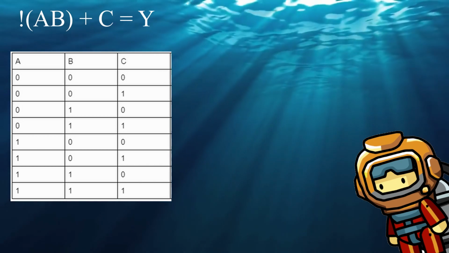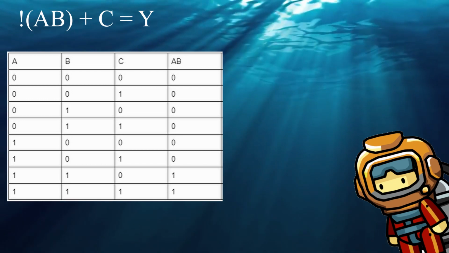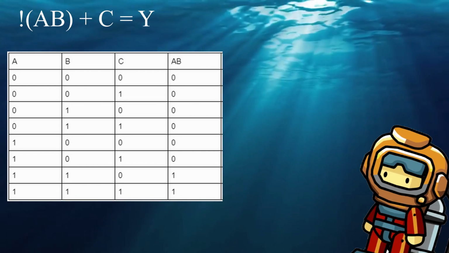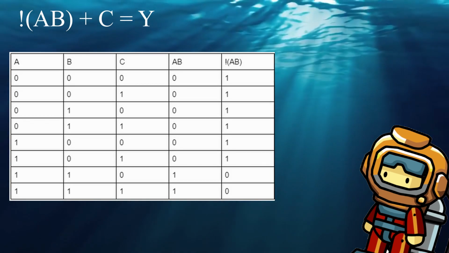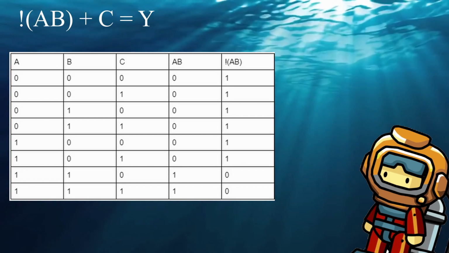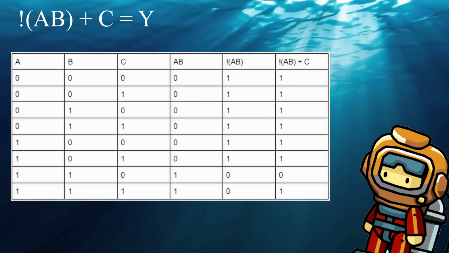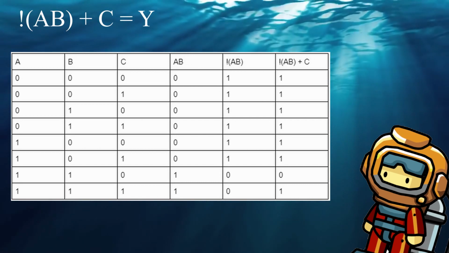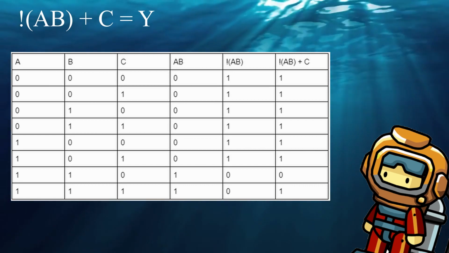First up is AB. We multiply all of the values of A and B for each row and just write the result, which should end up looking like this. Next, we flip the results of AB because of the NOT gate, right? So any zeros become ones, any ones become zeros. And we write these results in another column. After that, we go to our final step by adding not AB with the result of C, and then we end up with our final column, which will complete the table.